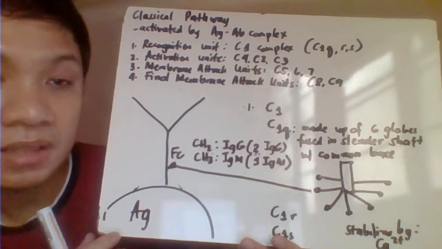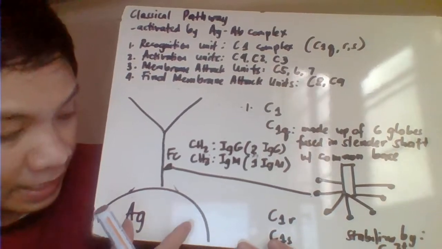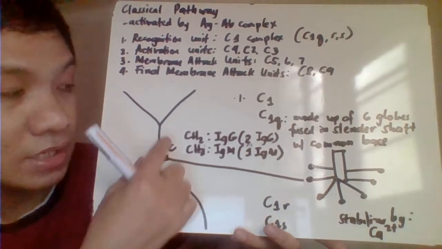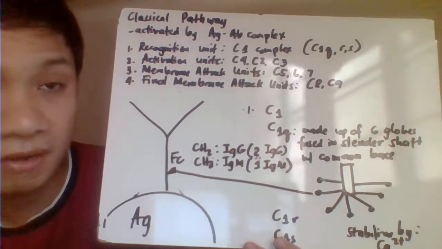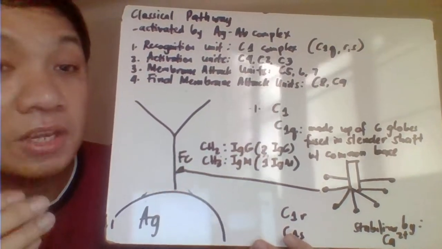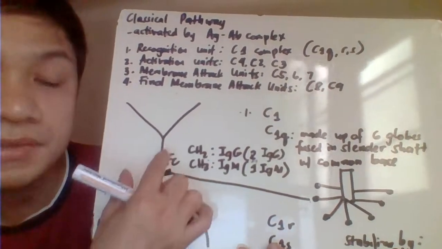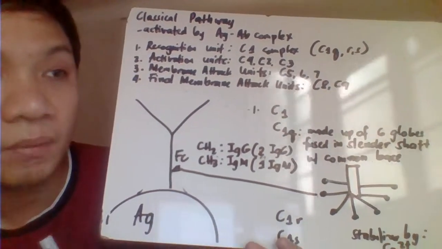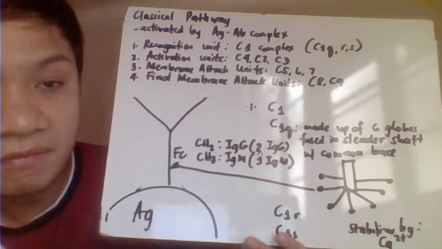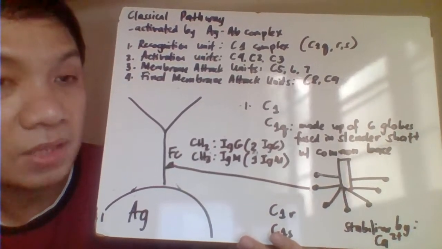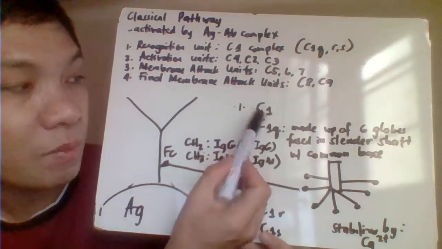Okay, again, you start with the activation of your classical pathway by the formation of an antigen with an antibody attached to the surface of your tissue or cell. For example, this could be deposited in your kidney or glomerular membrane. Because of that, it will activate our classical pathway. Again, the first involved in the activation of your classical pathway would be the recognition unit. Our recognition unit is your C1.